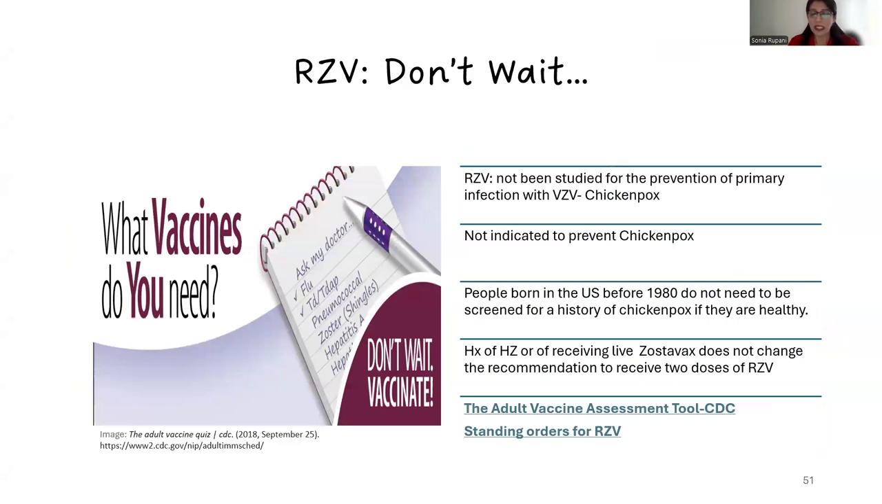It is important to tell patients that the Shingrix, the RZV, is not studied for prevention of primary infection, so that's chickenpox. It is not indicated for chickenpox, and we do not need to screen patients who were born in the U.S. before 1980 for chickenpox if they're healthy. A history of herpes zoster or receiving the zoster vaccine in the past is not a contraindication for getting the Shingrix. They will get the Shingrix, the 2 doses.